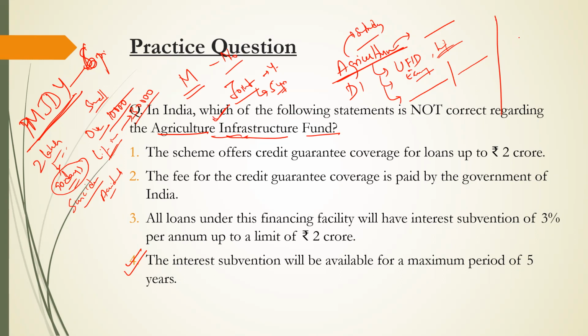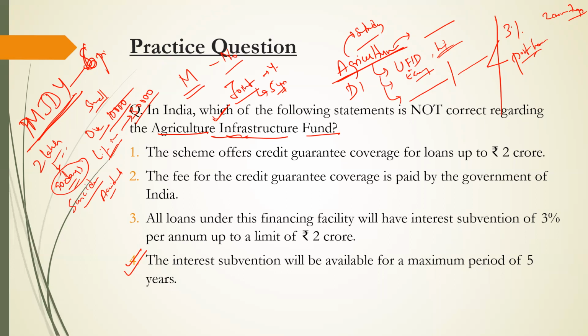Subvention, yes. You are getting subvention of 3% up to 2 crores for 7 years. So the base is 2 crores. Very good. Till 2 crores, you will get this interest subvention. Now, what is the purpose of this fund? The purpose is to create post harvest infrastructure, like cold storage facilities, food processing, all of that.